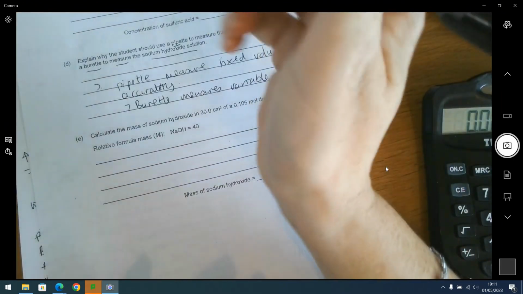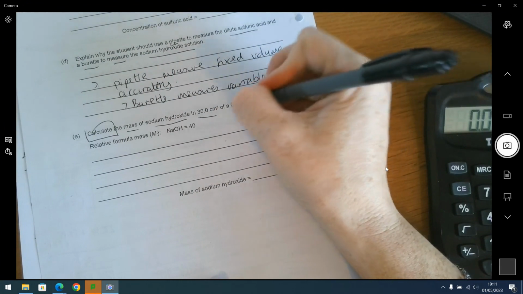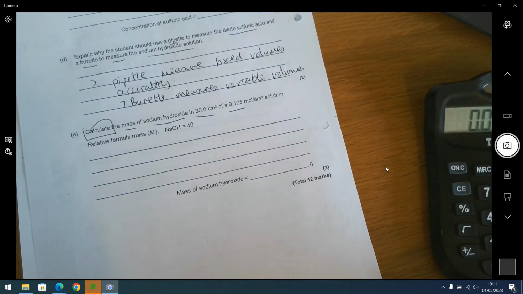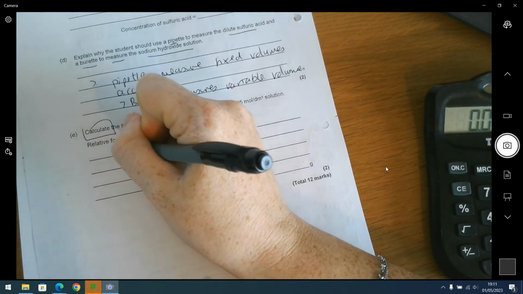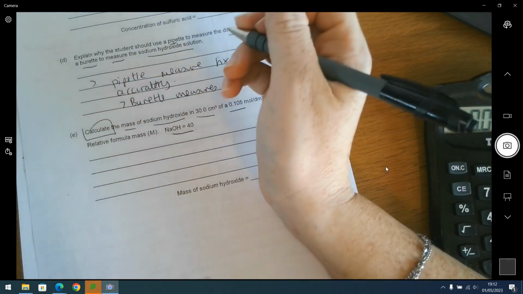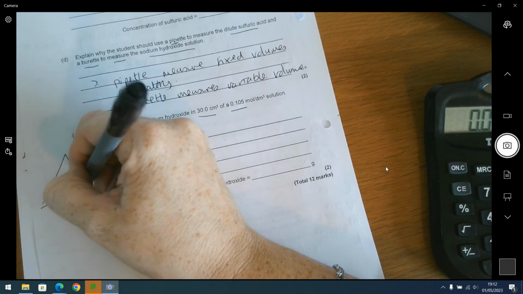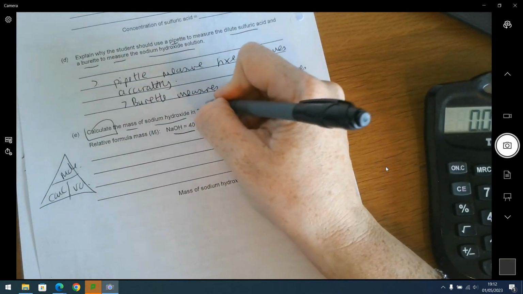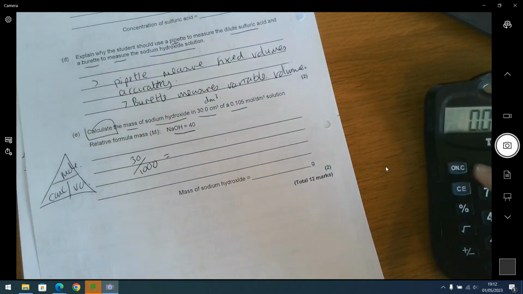We've then got a question that says to calculate the mass of sodium hydroxide in 30 centimetres cubed of 0.105 molar decimeters cubed. We've got the formula mass of that, and this is essentially converting it into grams, isn't it, per decimeters cubed. So I'm going to have to first of all work out my moles. So let's do the concentration, volume, moles, making sure it's all in the right units. So 30 divided by 1,000 to get it into decimeters cubed.